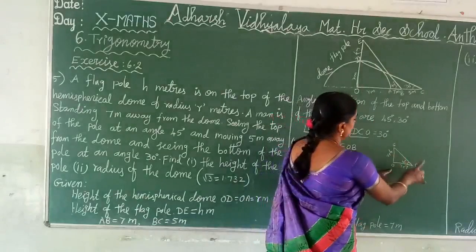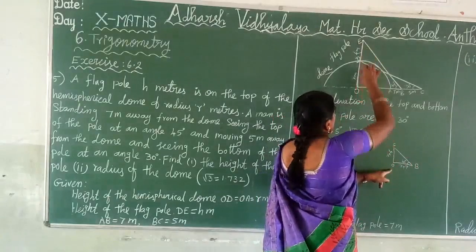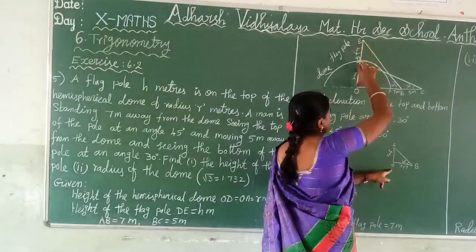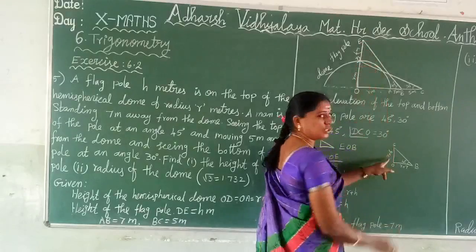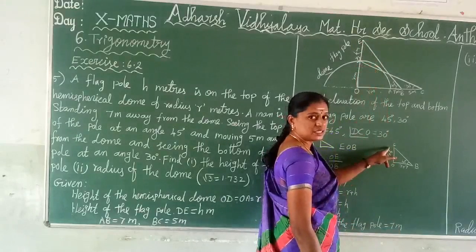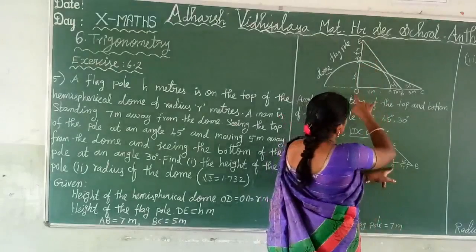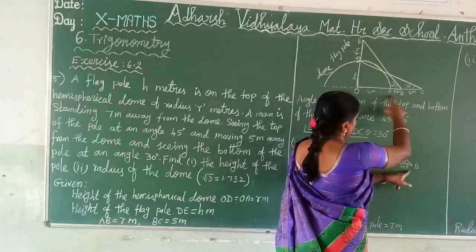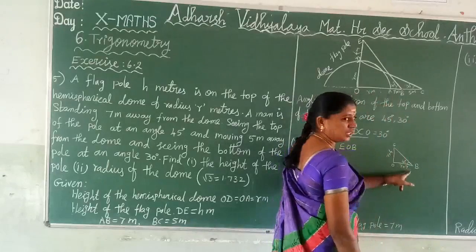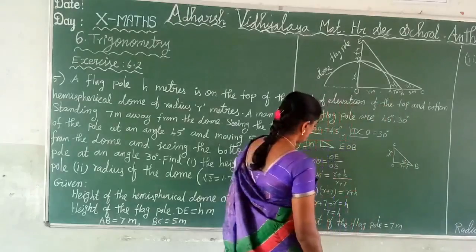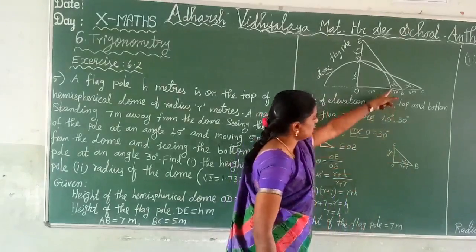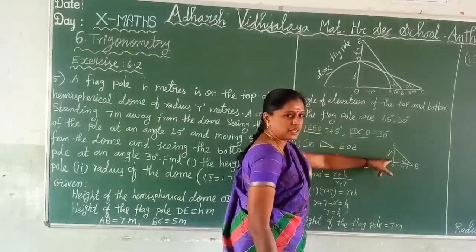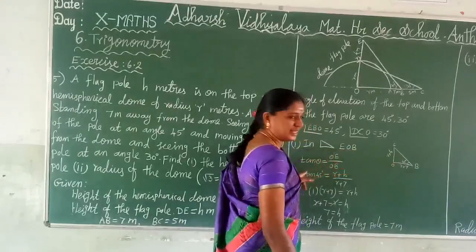So EOB, EO, what is that? This up to this H, from this one R. So totally R plus H. Next one OB. OB is what? From this one to this one R, this one 7. So totally R plus 7. So using this angle 45 degree, now simply use this triangle and apply these ratios.